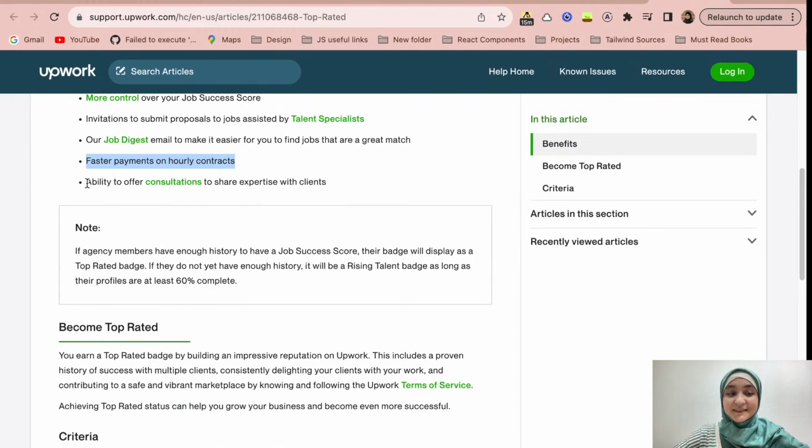Okay, and then the ability to offer consultations, the same feature that we covered in Rising Talent. I'm not using it, but it's like having 1 hour consultation services so that clients can buy before hiring you, maybe.